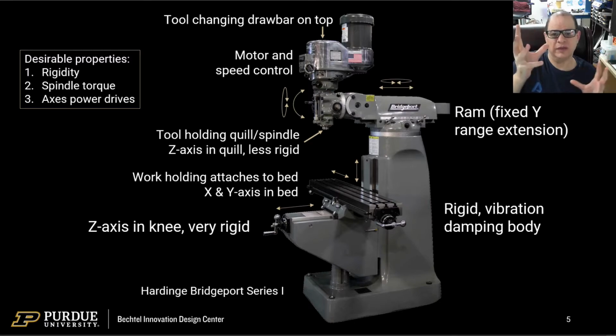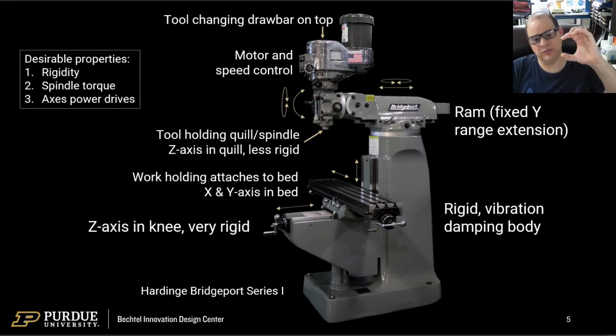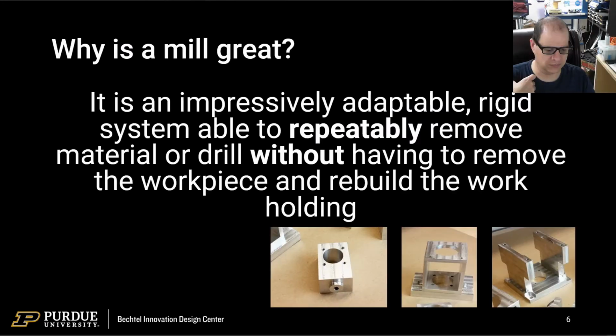So we've done the head, we've done the quill which holds the tool, we've done the bed, we've done the knee. Effectively, this is all kind of the package. It's rigid within itself, it's a kind of open C shape, and it is a very flexible machine. So why would you reach for a mill? Mills bring in one package this fantastically adaptable rigid system.